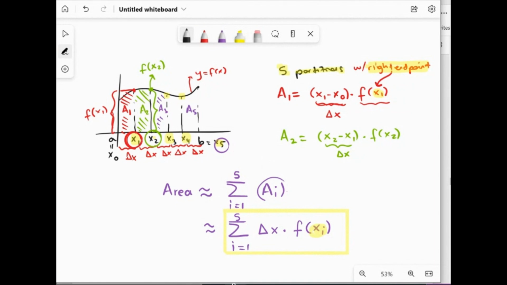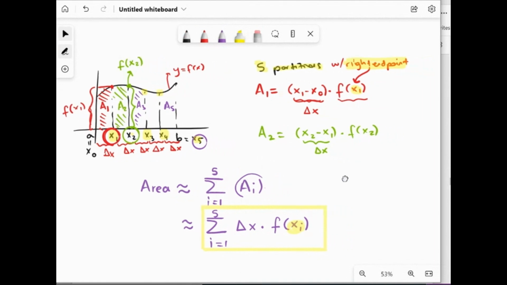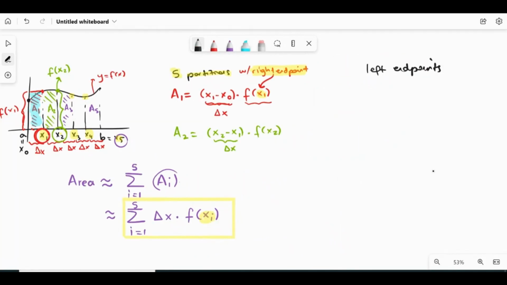What if we used the left endpoints? Let me put it on the other side. So if you just choose this point to determine the height of this rectangle, then what you would do, you would say A1, the area of the first rectangle. Now you have a rectangle which is smaller, like this. So A1 would be given by this, it's going to have the same width, delta x. Now the height will be given by plugging in x0 into the function, instead of x1.